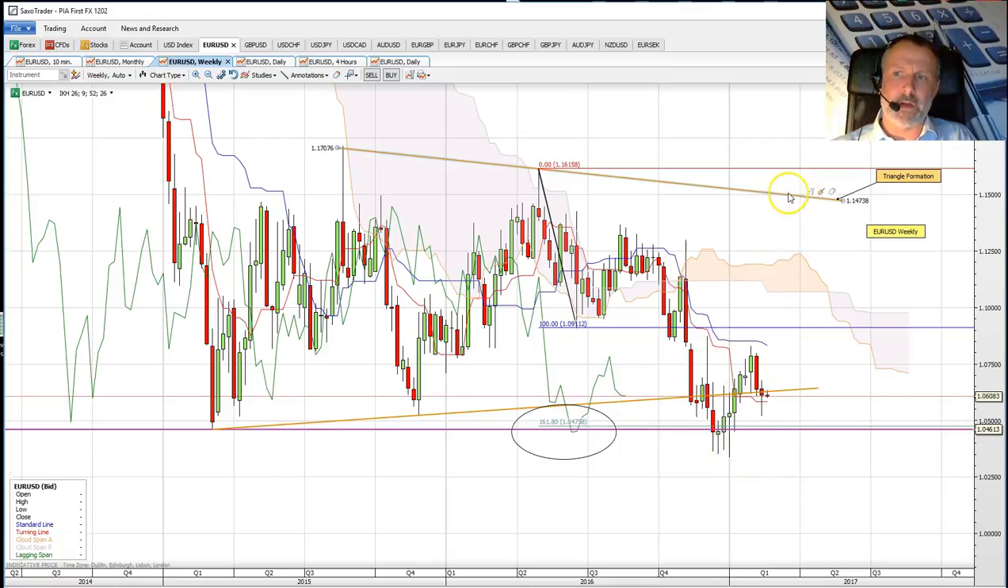We could move higher, form a neckline around about here, and then move back to form a right shoulder. But like I said, it's far too early to call that formation. There's nothing really here that gives much of an indication of any sort of direction for the major currency pair.